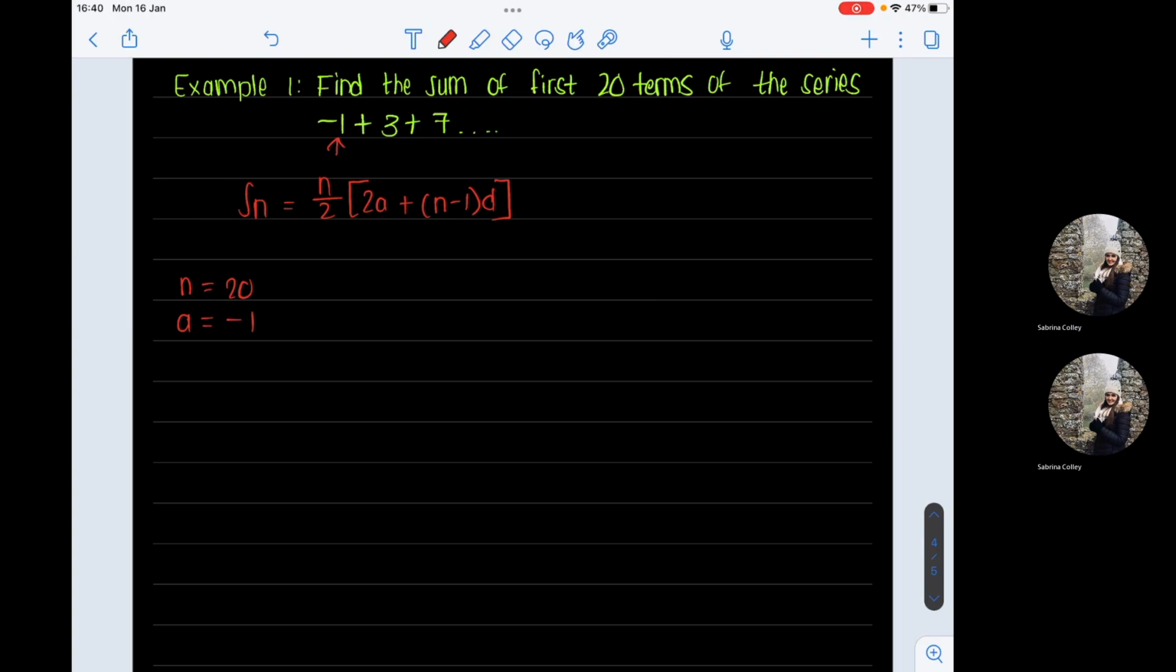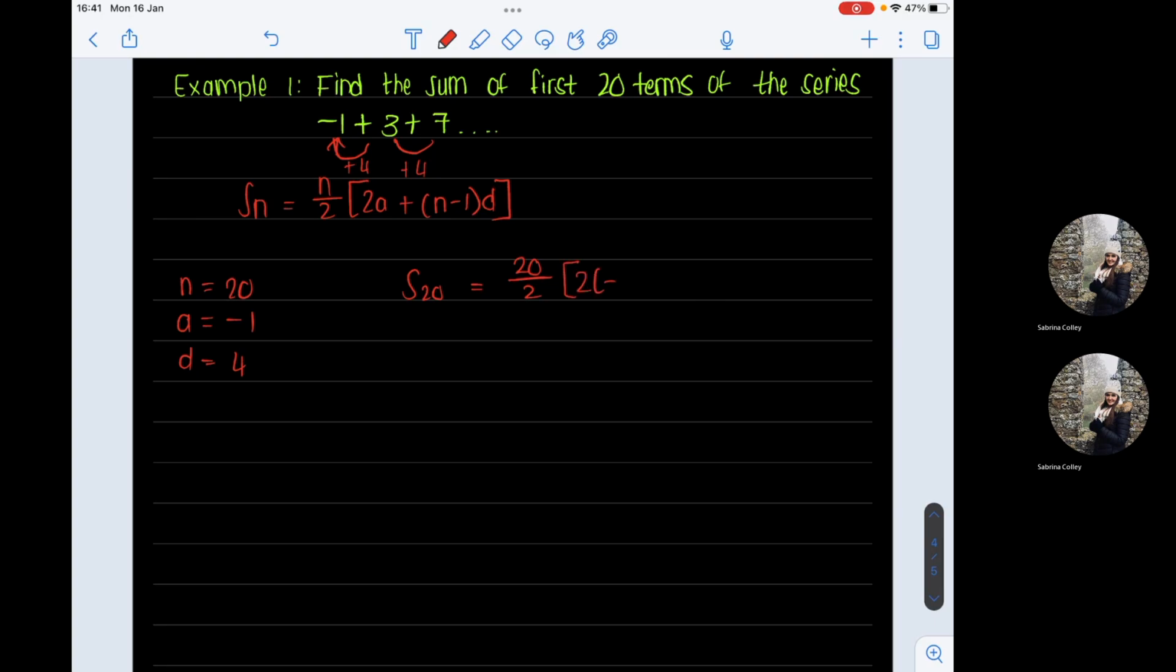My difference: if I do the difference between 3 and -1, I have to add 4 to get to 3. From 3 to 7, we would have to add 4 as well. So I know my d is 4. Let's put that into our formula. I want S of the first 20 terms, the sum of the first 20 terms. My n is 20.